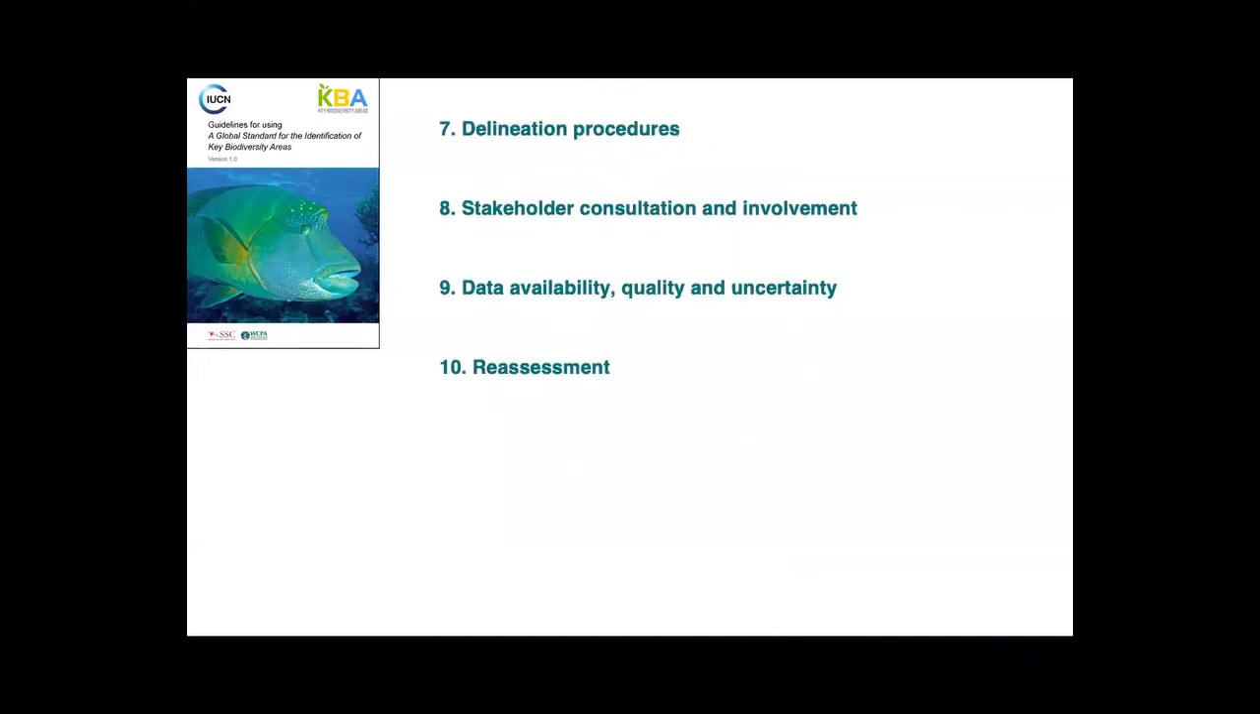Further chapters covered the delineation procedures, stakeholder consultation and involvement, data availability, quality and uncertainty, and finally reassessment. And the aim is that all key biodiversity areas should be reassessed every 8 to 12 years to make sure that they still support the biodiversity for which they were originally identified.